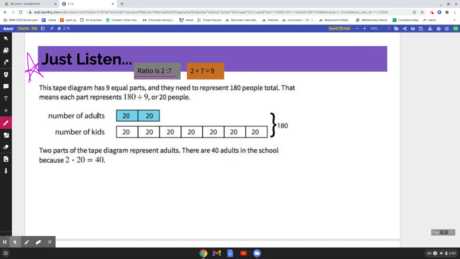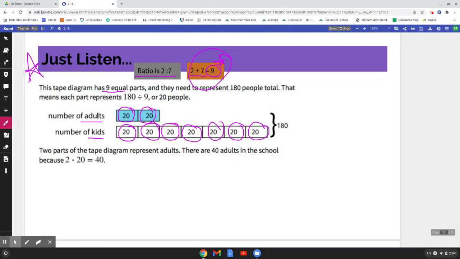When you're doing these tape diagrams, what you need to do initially is add them up. So 2 plus 7 makes 9. Now that 9 is key, right? So the tape diagram should have 9 equal parts. Notice the adults, there's 2 parts. And then for the kids, there's 1, 2, 3, 4, 5, 6, 7. So the 7 plus 2 makes 9.